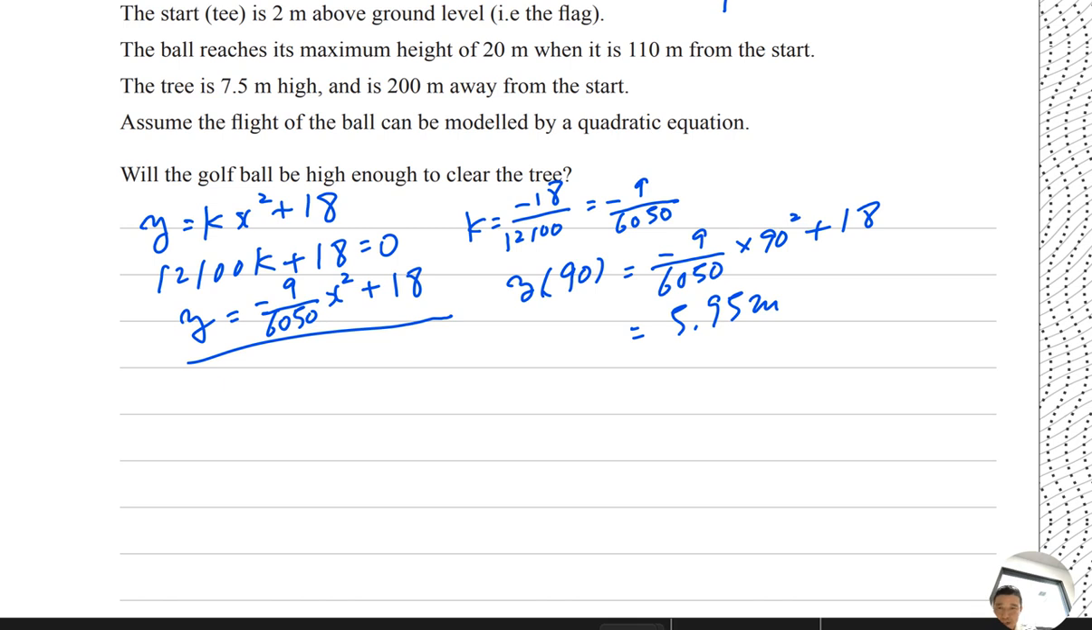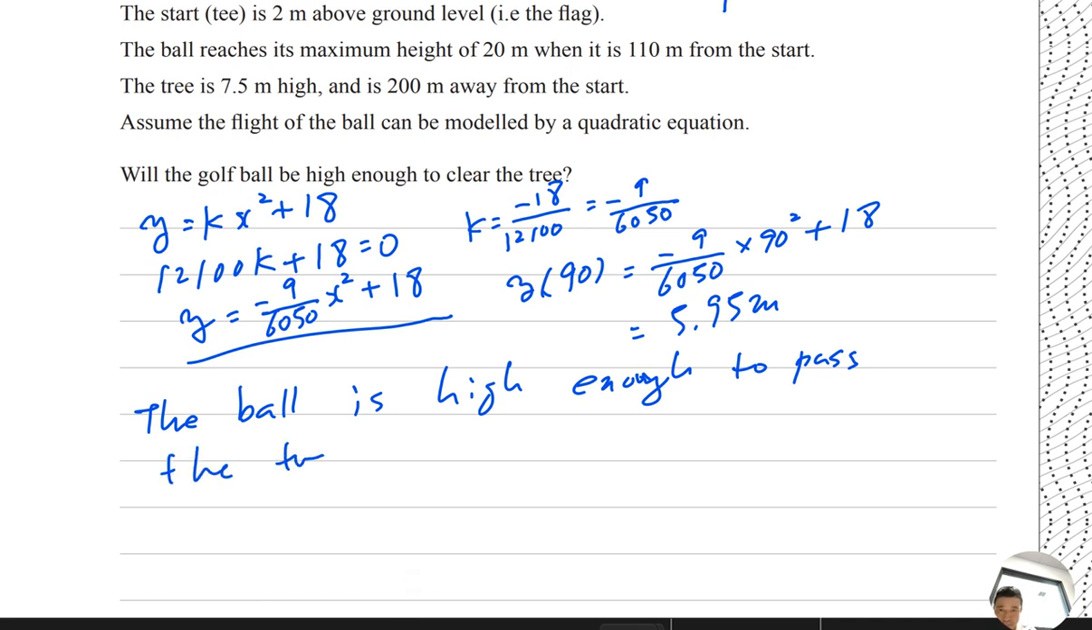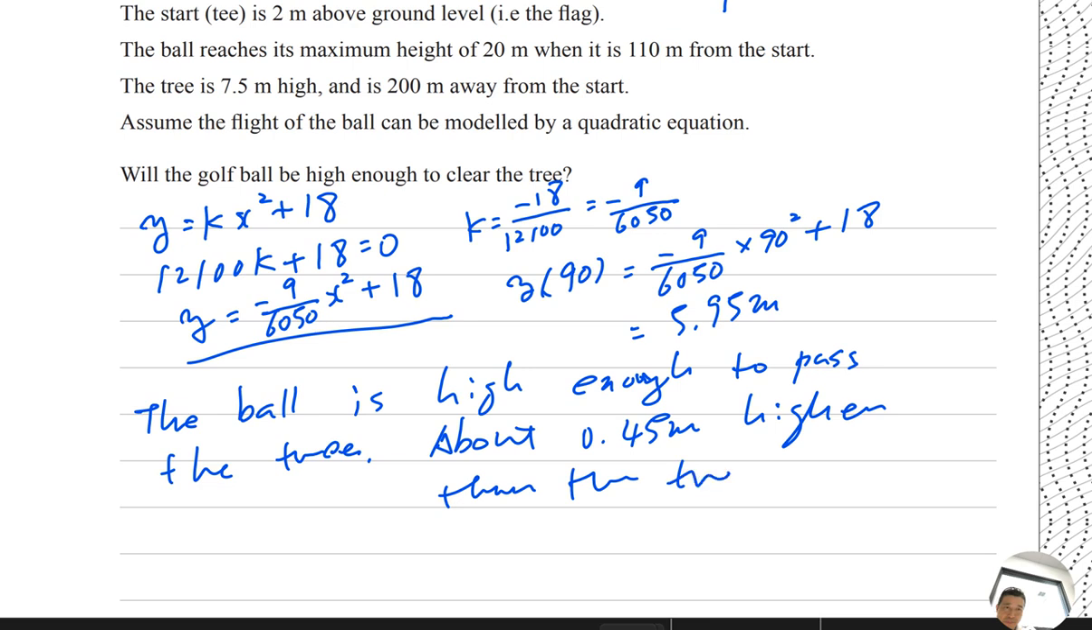So I will write: the ball is high enough to pass the tree. It's about 0.45 meters higher than the tree. All right, that should be the answer.